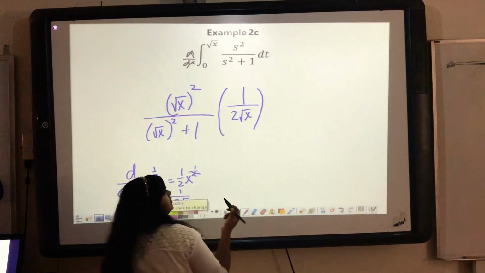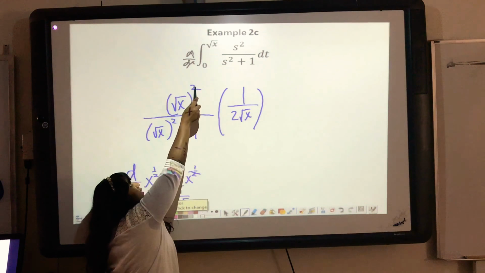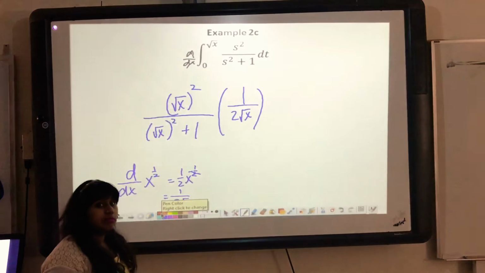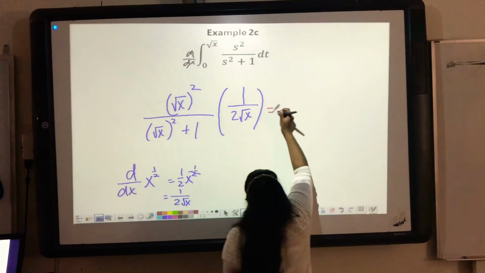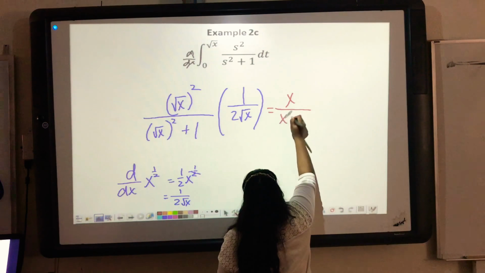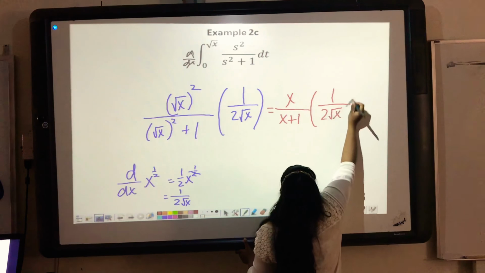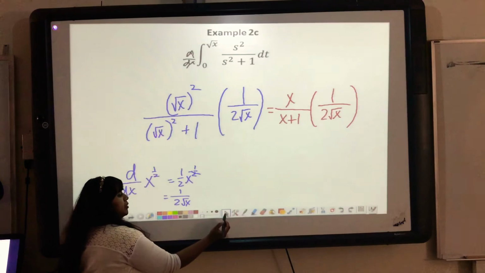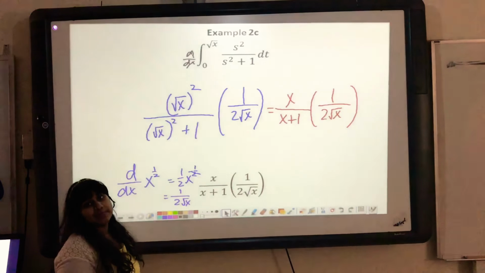Again, we can do a tiny bit of algebraic simplification. Well, if I square a square root, does all of that cancel? Yeah. Okay, so I'm just going to be left with x and x. So this becomes x over x plus 1 times 1 over 2 times the square root of x. Again, if I want to double check my work, I sure can. And boom, same exact answer.